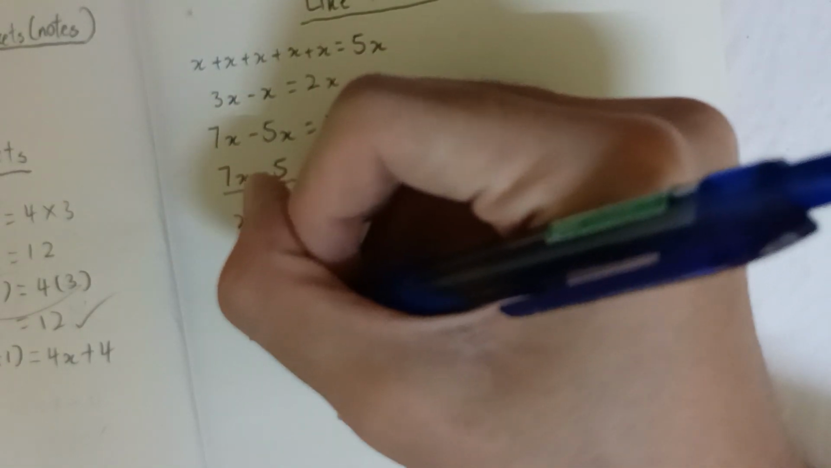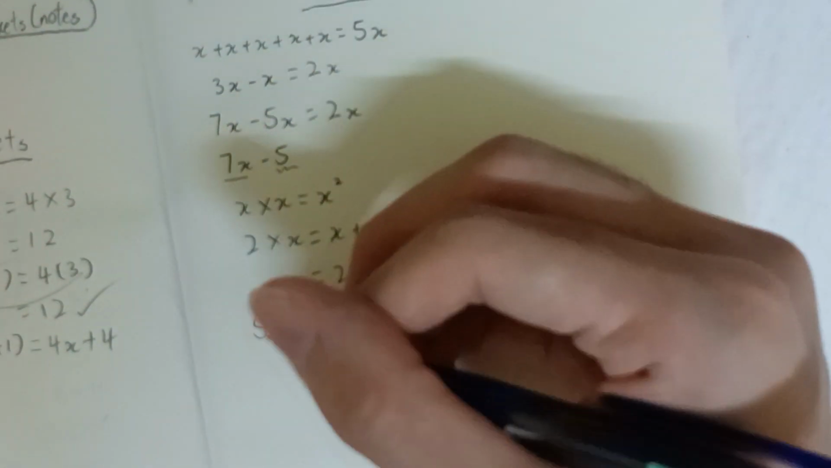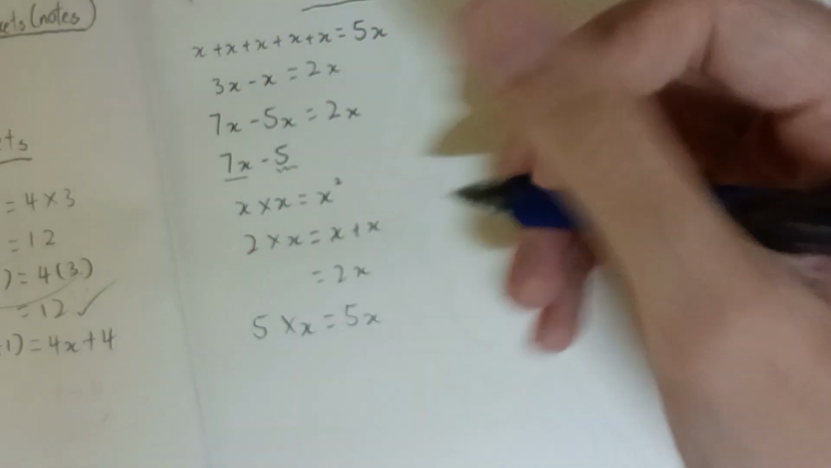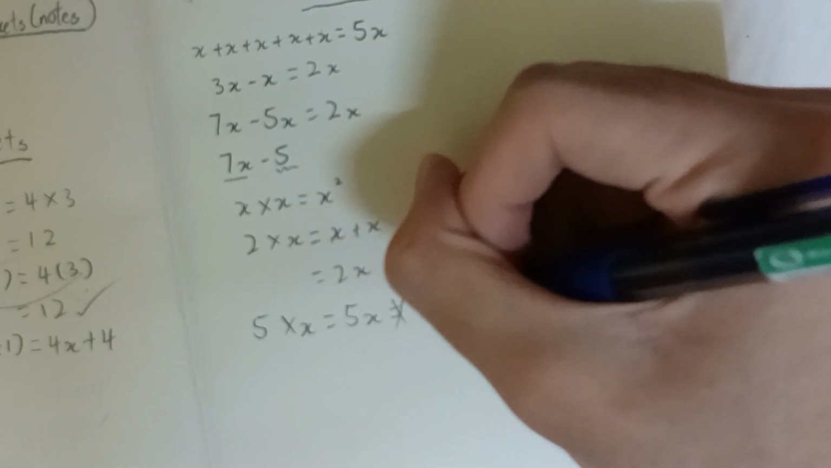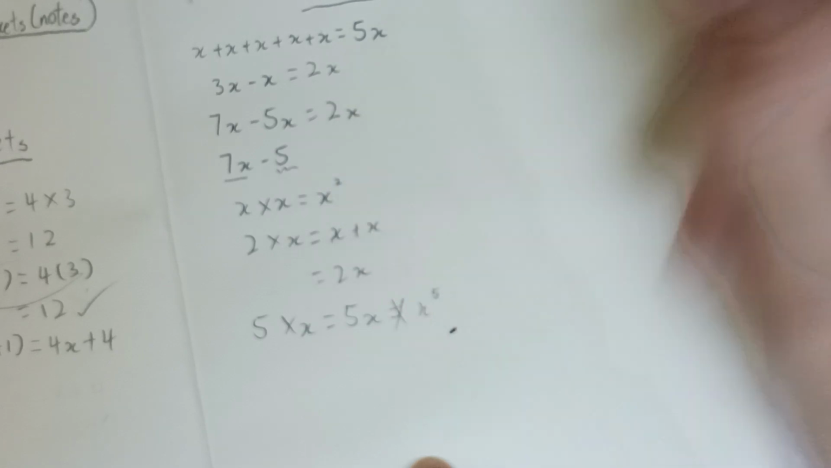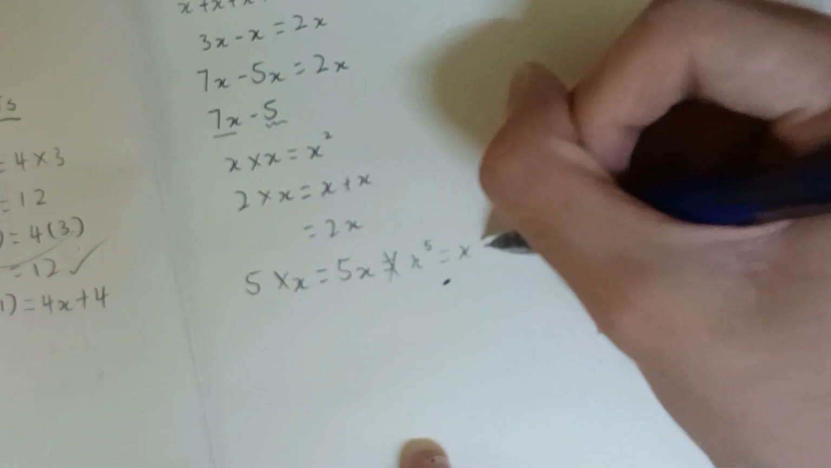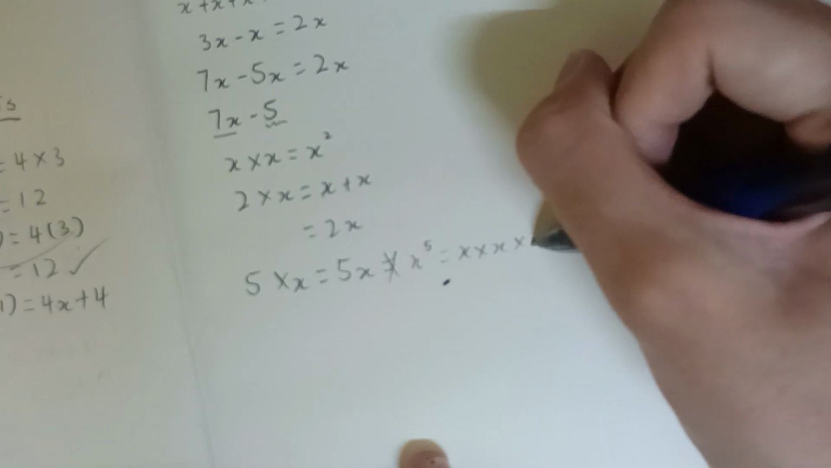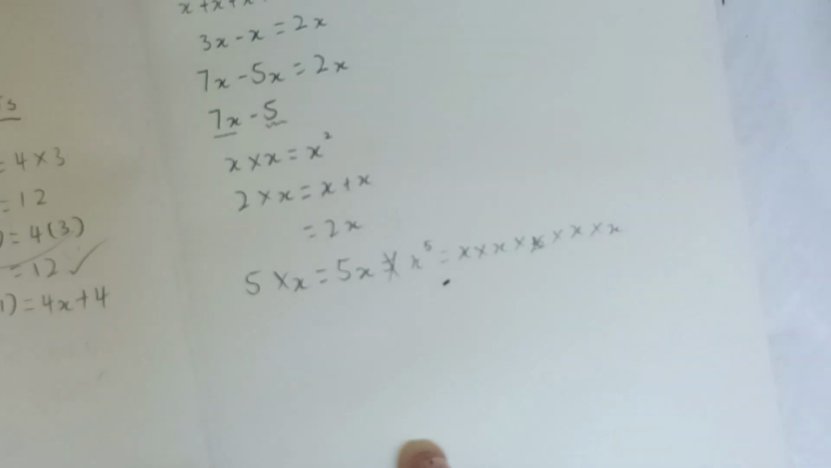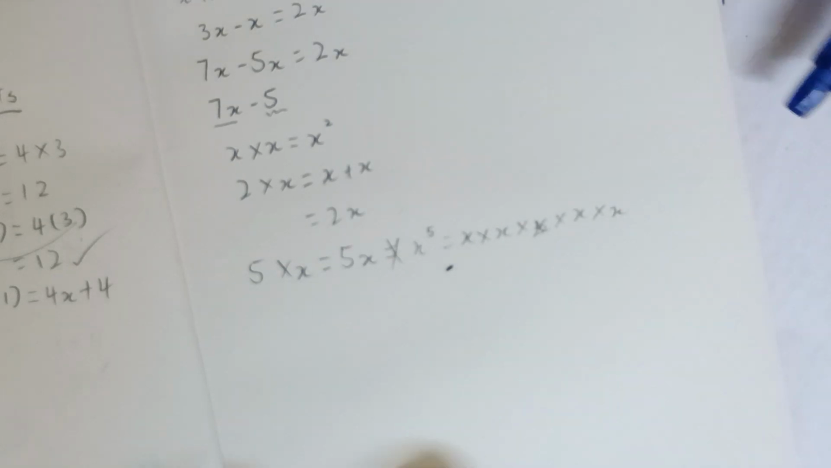Now what if I want 5 multiplied by x? Again, 5 multiplied by x, I want 5 of x, which means I have 5x. It is not x to the power of 5. x to the power of 5 should be x multiplied by x 5 times. They are not the same. One is multiply, one is adding.